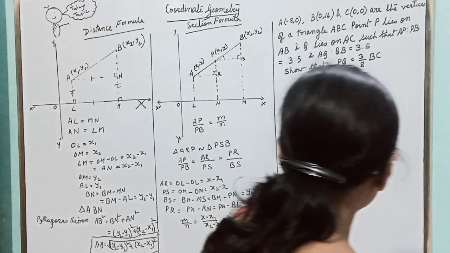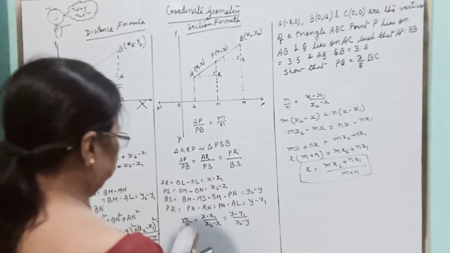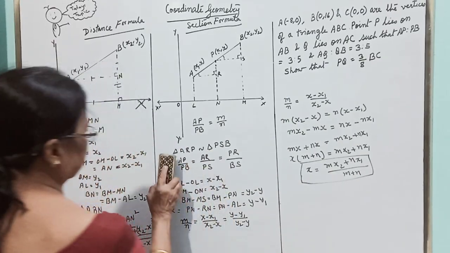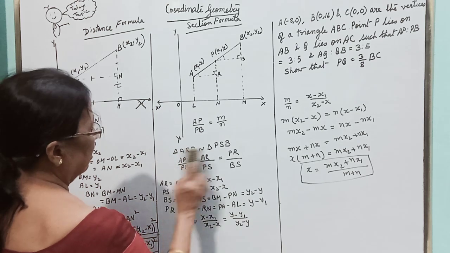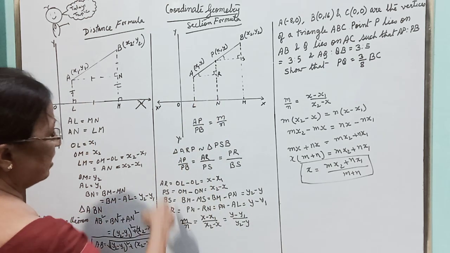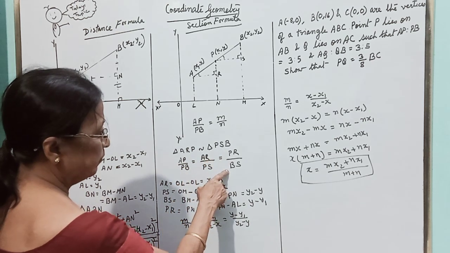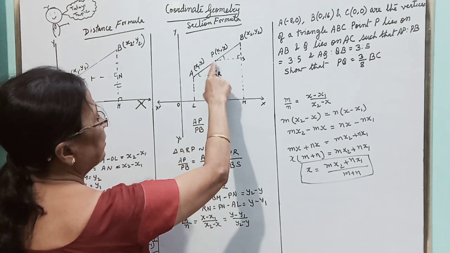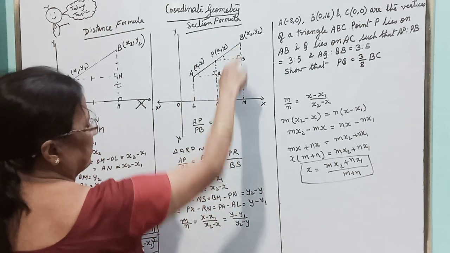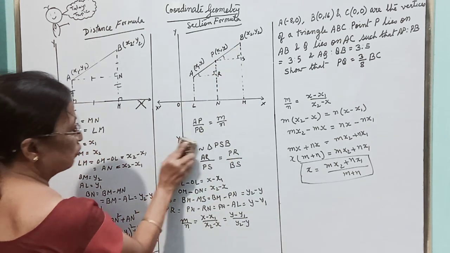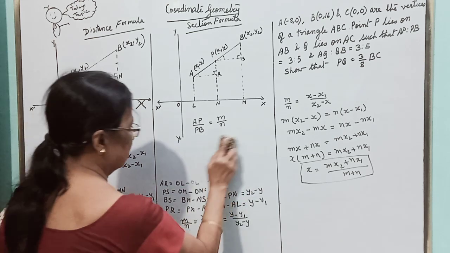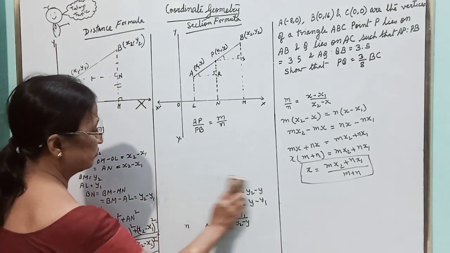Next, to find y, I am rubbing this one. This is AP by PB is equal to AR by PS is equal to PR by BS. So this portion I am just going to rub.